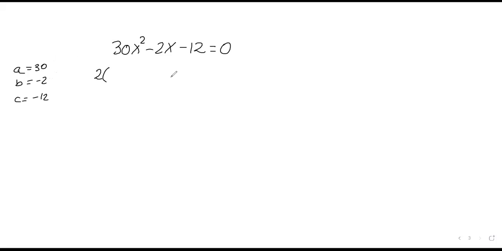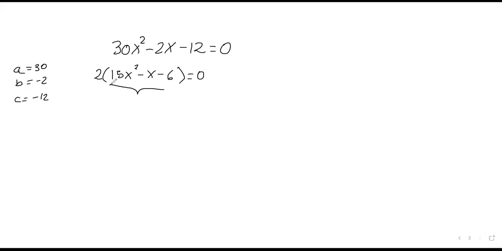We take the 2 at the front, and now we divide each term by 2. And we have our first step in factoring. So if you see, it's the opposite of the distributive property. If you do this distributive property, you have 2 times 15x squared, 30x squared, 2 times -x, -2x, and 2 times -6, -12. So we're doing the opposite.